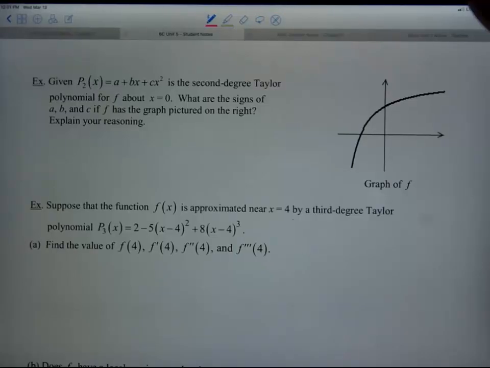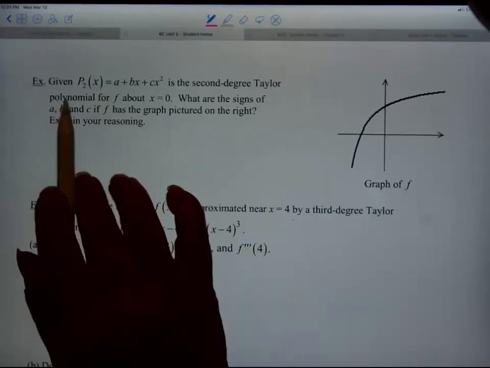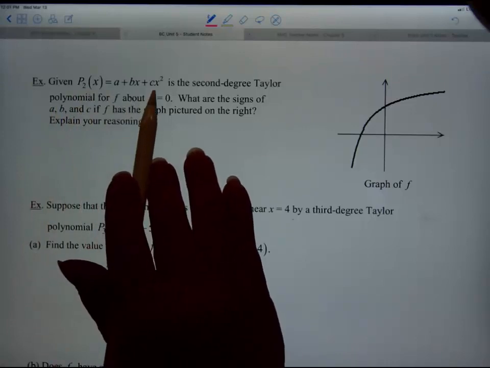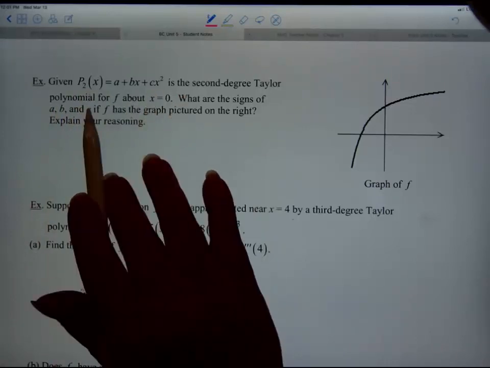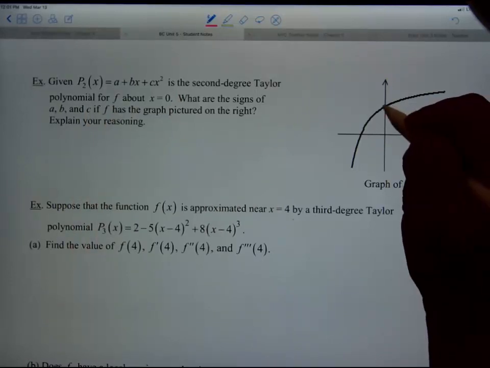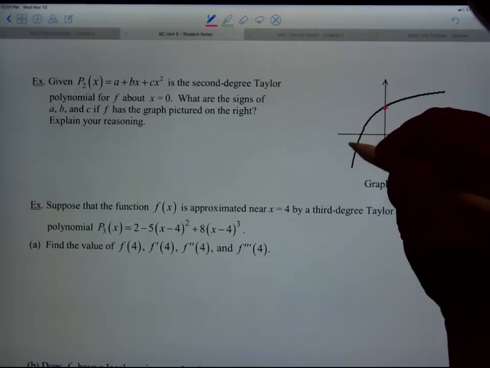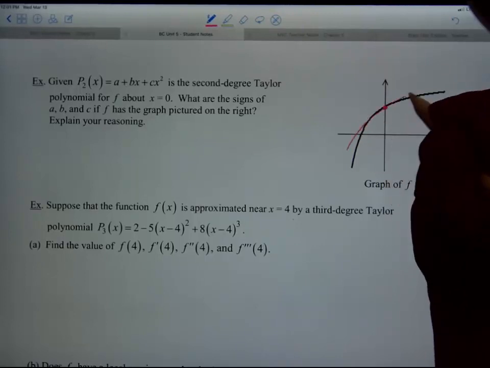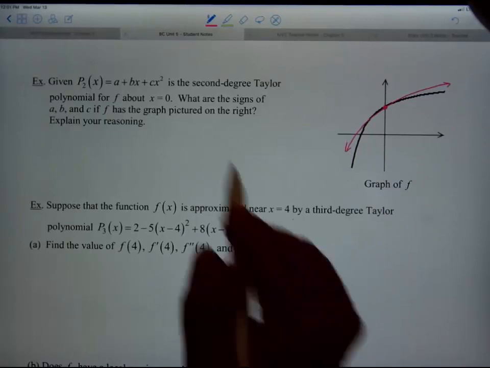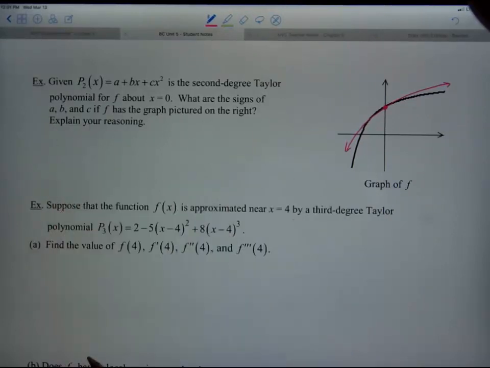All right, for the next example, it says given P2 of x equals a plus bx plus cx squared is the second degree Taylor polynomial for f about 0. So basically what it's saying is here's f, and there's a second degree Taylor polynomial that hugs alongside of that one, okay? What are the signs of a, b, and c if f has a graph pictured at the right? And we can find that information out from this equation, okay?